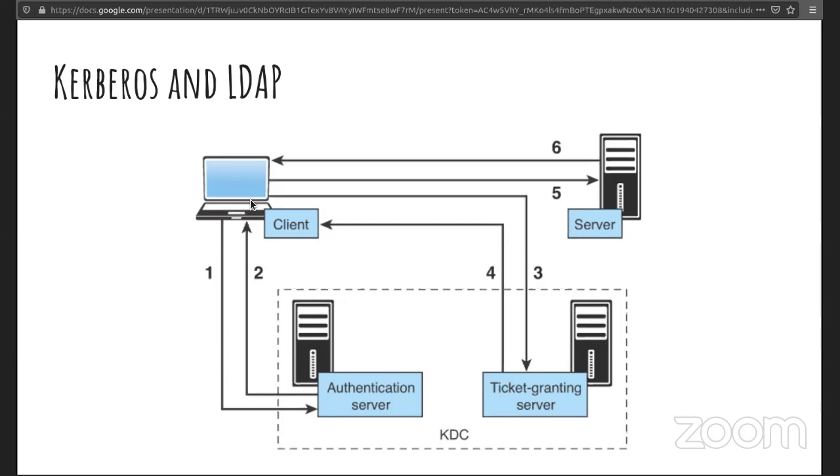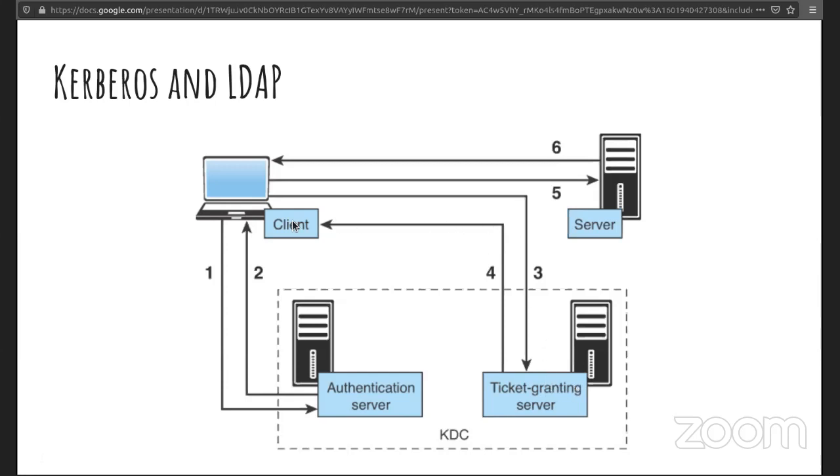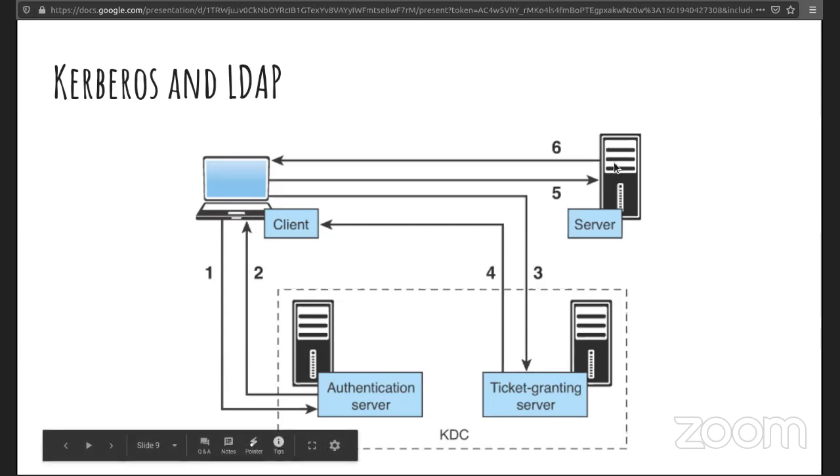Step 3, that client sends that ticket granting ticket to the ticket granting server. Step 4, this server generates and sends a ticket back to the client. Now that ticket from step 4 is used to present to the server, and the server then sees that it's a legit ticket that came from here, so it grants the client access.